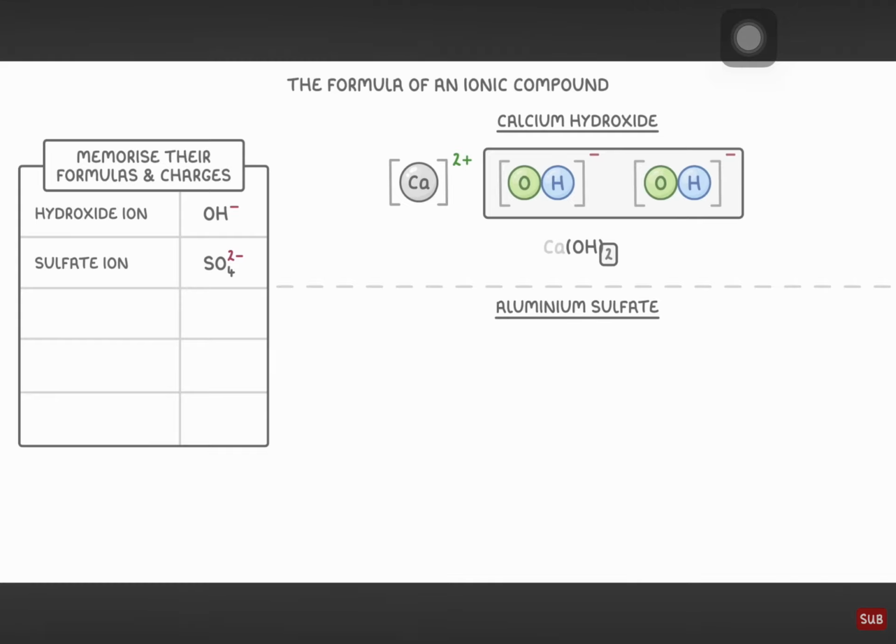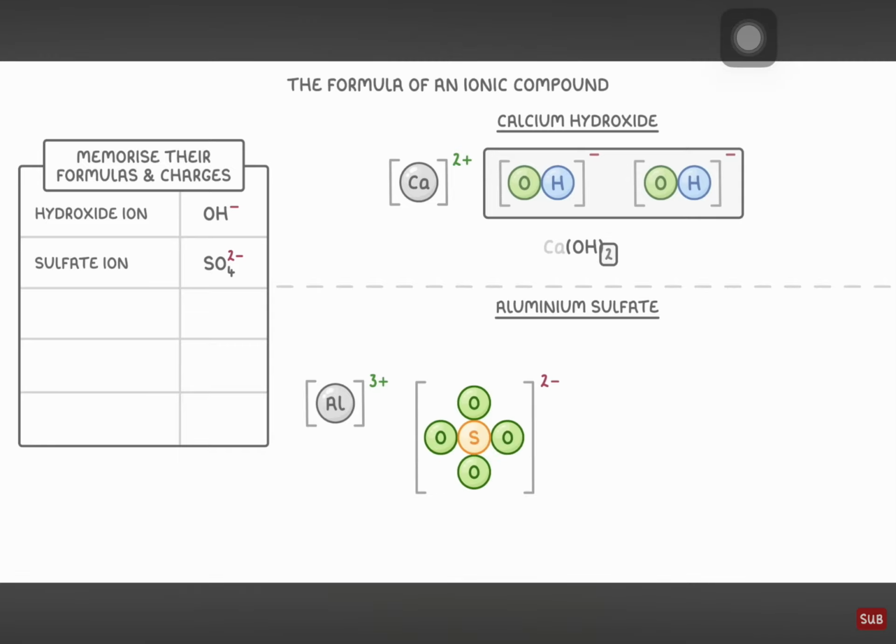For aluminium sulfate though, we have a 3+ aluminium ion, because aluminium is in group 3, and a 2- sulfate ion, which is a bit awkward, because we can't just increase the number of one of them to make the 2 charges balance. So here, we need to find the lowest multiple that 2 and 3 have in common, which would be 6. So to get a positive 6 charge, we'd need 2 of these aluminium 3+ ions.